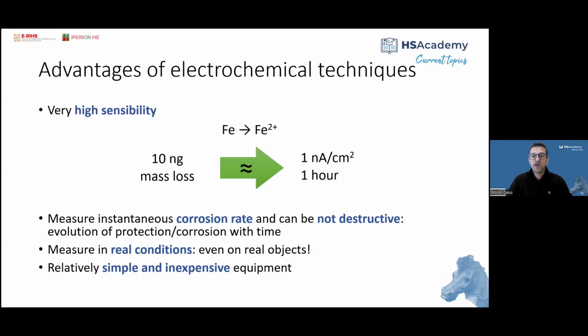We can measure in real conditions, and as I say here, even on real objects. So this is also very relevant for our case. We're not only measuring on samples that we take, we can measure directly on the objects, and we will see a bit later of that. And finally, it is a relatively simple and inexpensive equipment.